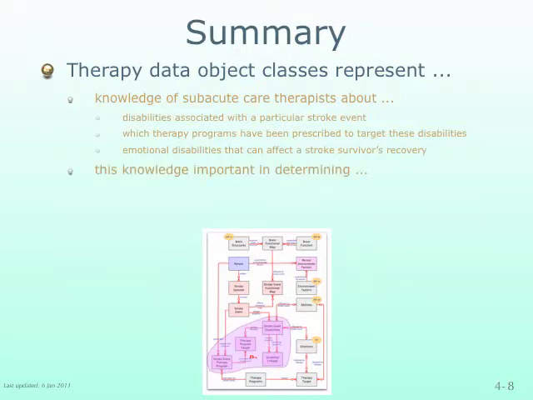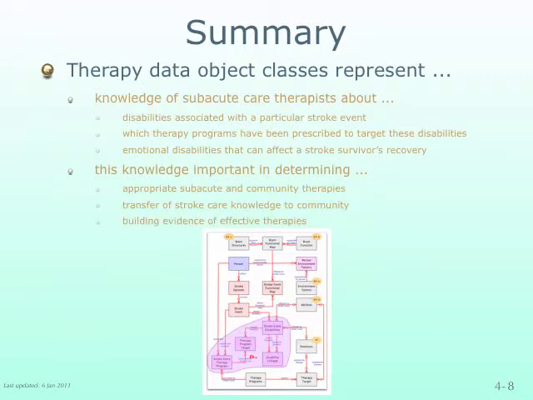This knowledge is not only important in determining appropriate subacute and community care therapies and treatments, it is also important in transferring appropriate knowledge and experience to clinicians and therapists operating in a community setting, particularly in regional and rural areas, and building evidence of the effectiveness of various therapies in treating different disabilities.